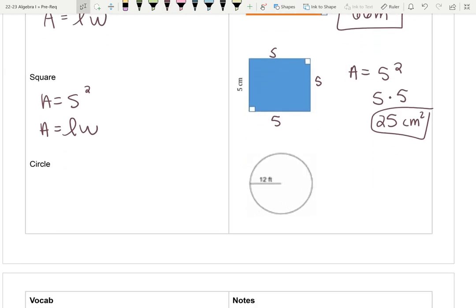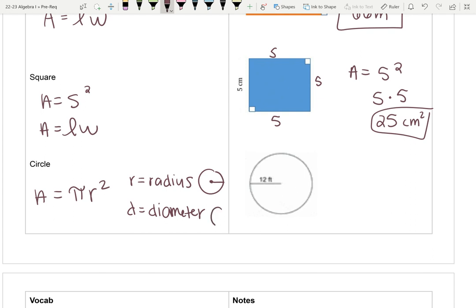Circle. So a circle's area is pi r squared. Now what is r? R is the radius, and that is if you have a circle from the center to one of the edges. You also need to know that d is diameter. We will get to that in perimeter. And the diameter is basically 2 of the radius. So it's from one side all the way to the other side.